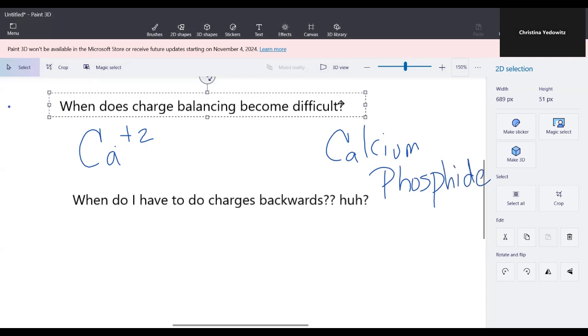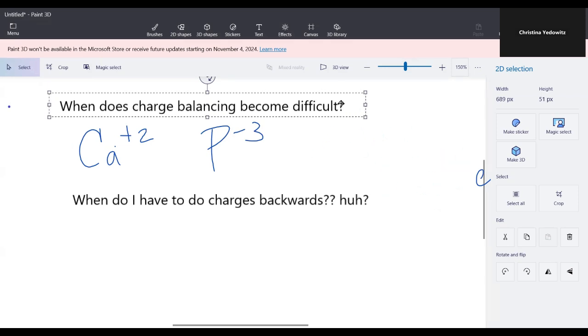Phosphorus being in group 15 will typically have a -3 charge, and calcium being in group 2 will typically have a +2 charge. So this is going to put me in a weird situation. My weird situation is that it is not clearly obvious how I'm going to balance these. So I end up in a scenario where I have to keep adding them until they come to a common number. So you could see right away, right?